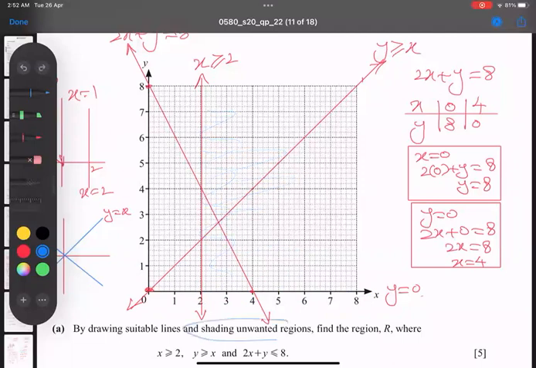But he said no, shade unwanted. Unwanted means actually I thought to shade this right side, but he said no, shade the left side. According to the statement, shade the unwanted region. So I'm shading the unwanted region. Come to the next quick question.